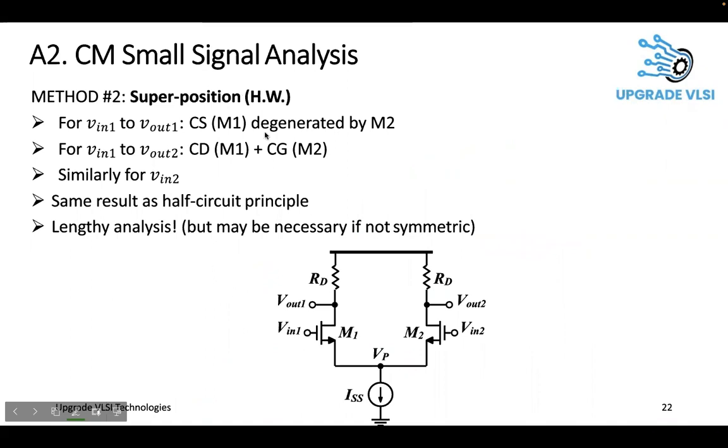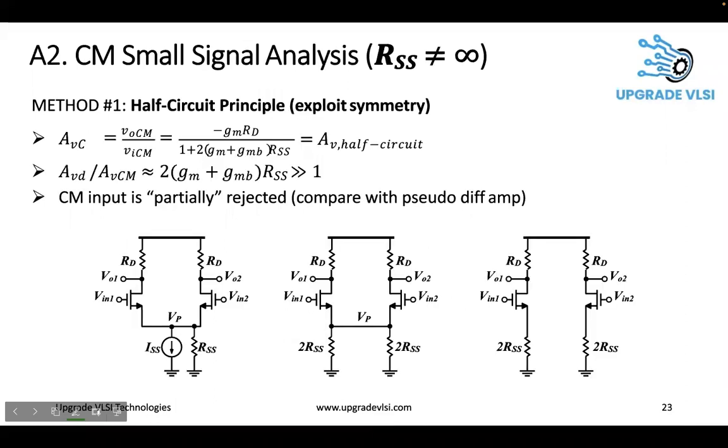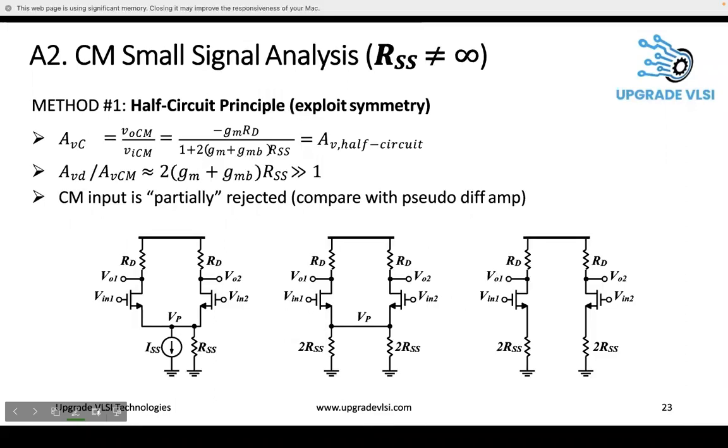So this is method two. Again, I think this is homework, so you can look at this problem statement and come up with the differential gain and common mode gain for these circuits, without using the half symmetry principle. The same thing is explained here.